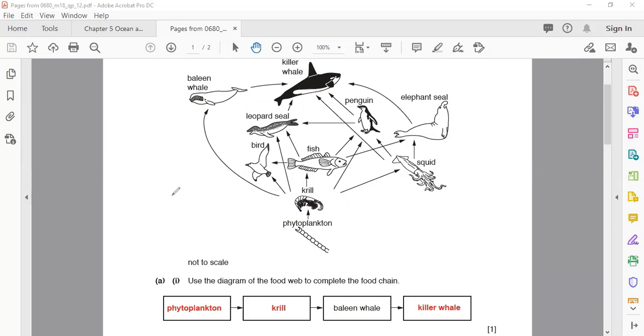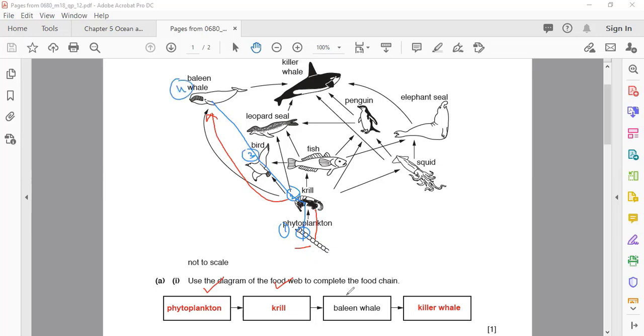Understand? For example, this is first one. It is eaten by the krill. So it means first phytoplankton, and then you have a krill. After that baleen, so it means you have to follow like this. Understand? You cannot go by this way. There is another way to go. What is that? Just check this, this, this. Can I go this way? 1, 2, 3, 4. Can I go by this way?